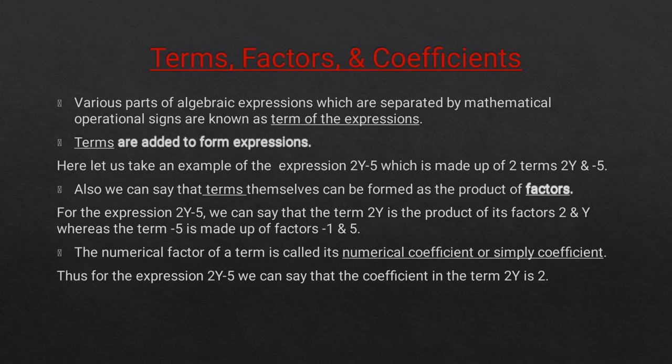Also, we can say that terms themselves can be formed as product of factors. Thus, for the expression 2y minus 5, we can say that the term 2y is the product of its factors 2 and y, whereas the term minus 5 is made up of its factors minus 1 and 5. Here, let us also learn about coefficients. The numerical factor of a term is called its numerical coefficient or simply coefficient. And thus, for the expression 2y minus 5, the coefficient of term 2y is 2.